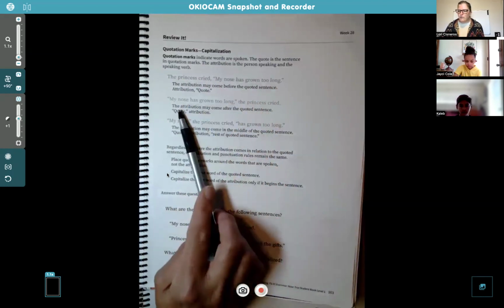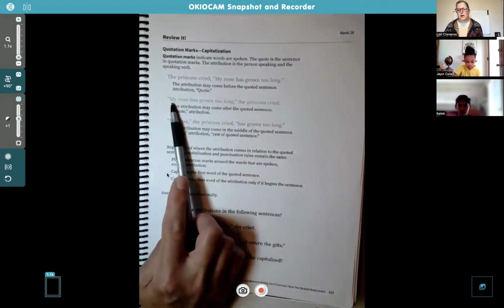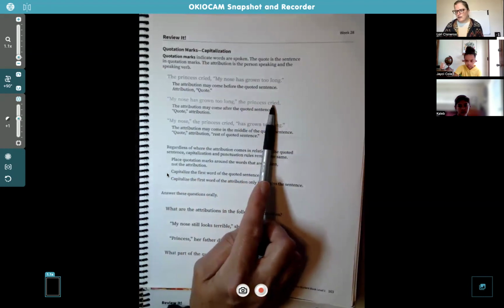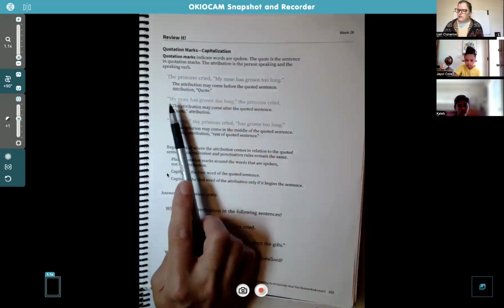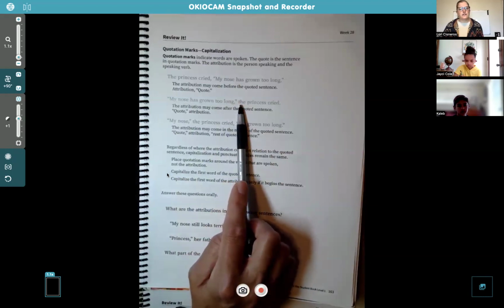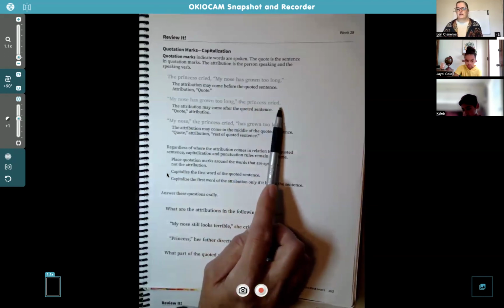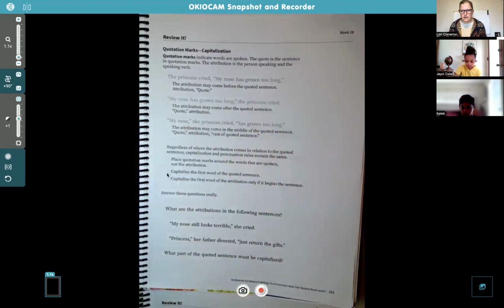Look at the next example, it's switched. So the quote comes first. Notice the M in my is still capital. "My nose has grown too long," she says. Okay, so it says "the princess cried." So "my nose has grown too long" is what she says. Capital M, and then the comma goes here after the word long. And then notice the T in "the" is not capital here because it's after the quote. "The princess cried," period.